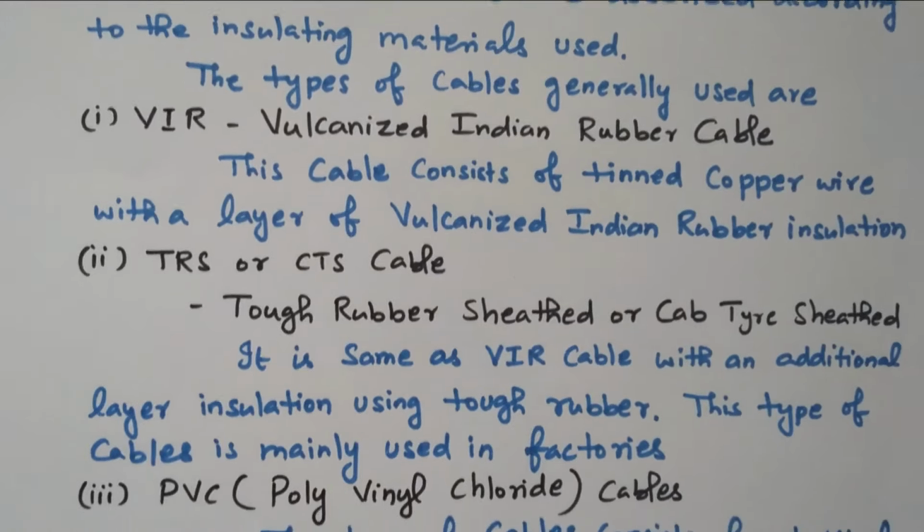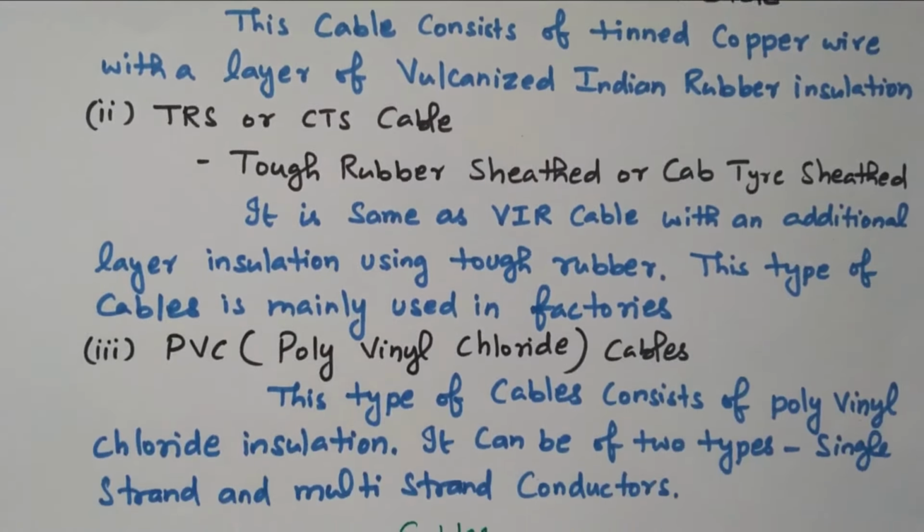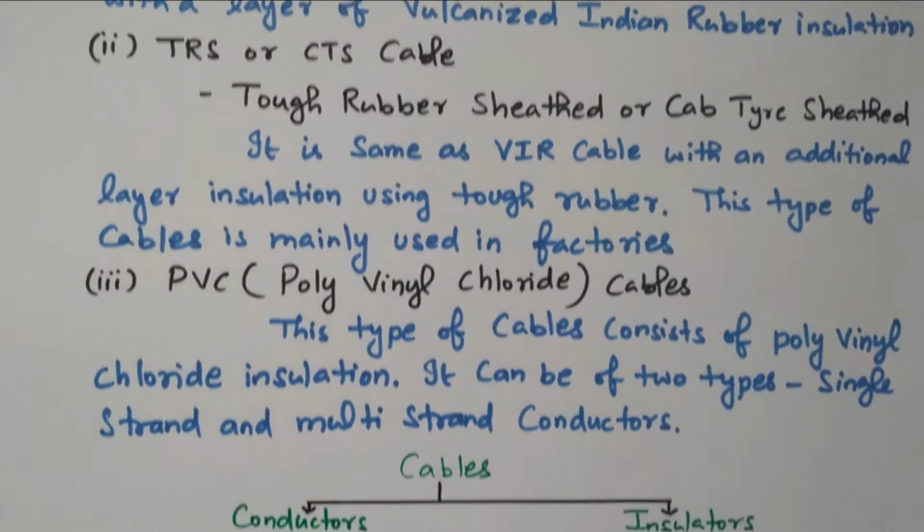The third type is PVC, polyvinyl chloride cables. This type of cable consists of polyvinyl chloride insulation. So the insulation is given as PVC, polyvinyl chloride. It can be of two types, single strand and multi-strand conductor. It may be a single conductor or multiple number of conductors available. So based on that we can see the classification.